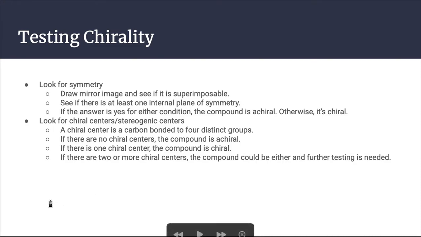So for example, I'm not going to draw a compound, but I'm going to draw a letter. If I had the letter A and I could draw on a computer, that's how the letter A would look. And I'm looking at it and I can see that I could draw a line right through here, and now both sides look like mirror images of each other, right? So that means the letter A is achiral. You can do the same with the letter B. So let's do this.